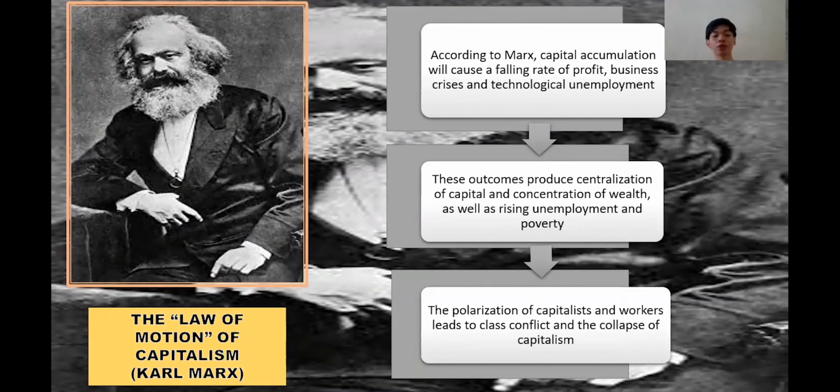The law of motion of capitalism by Karl Marx. According to Marx, capital accumulation will cause a falling rate of profit, business cycles, and technological unemployment. This outcome produces centralization of capital and concentration of wealth, as well as rising unemployment and poverty. The polarization of capitalists and workers leads to class conflict and the collapse of capitalism.